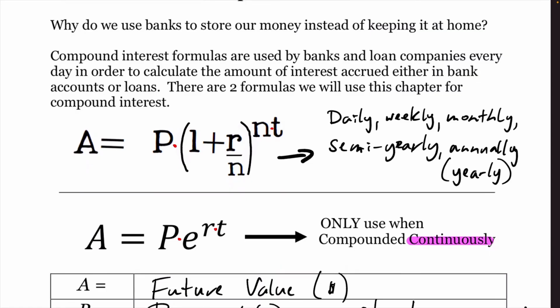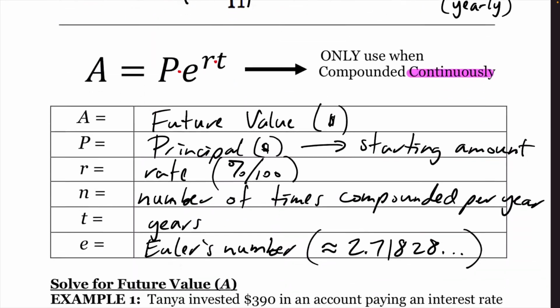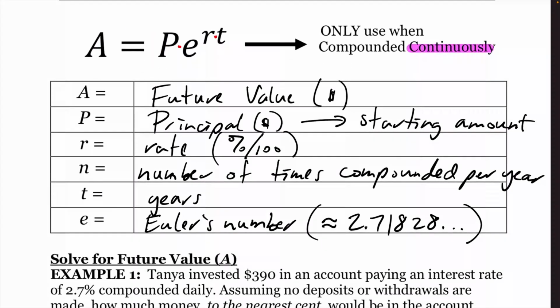So if they tell you, we're going to use the first formula. If they don't, sometimes they'll say we'll do it continuously. Well, that's kind of a vague term. What does continuously mean? Does it mean hourly? Does it mean daily? Does it mean weekly? I don't know. So if that's the case, we use this formula here. Okay? That's the difference between the two. When do we use one versus the other? They'll tell us.